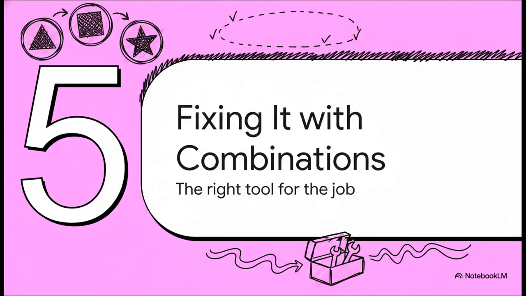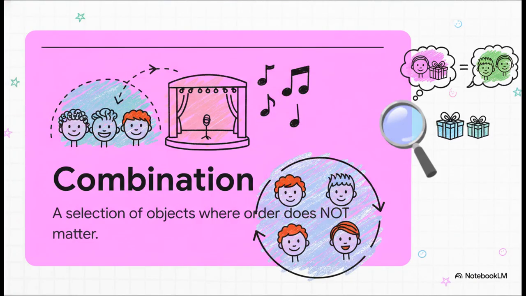So how do we fix that overcounting problem? We need a new tool, one that's specifically designed for situations where the order of selection is completely and totally irrelevant. And that tool, my friends, is called a combination. A combination is all about the selection, where order doesn't matter one bit. It's about the group you select, not the order you select them in. So choosing 3 friends to go to a concert is a combination, because it doesn't matter who you asked first, second, or third, the same 3 people are going to the show.